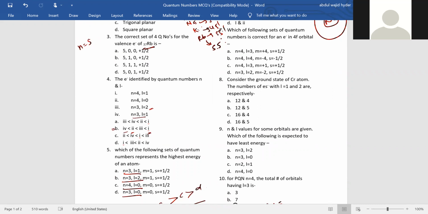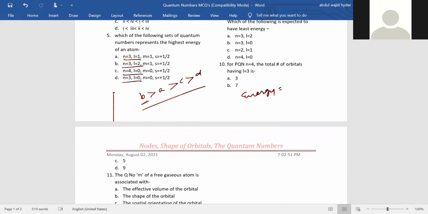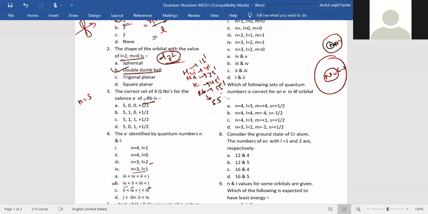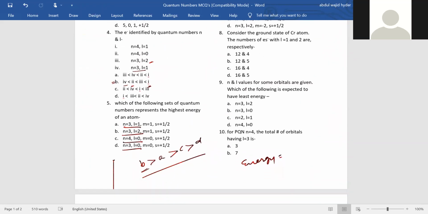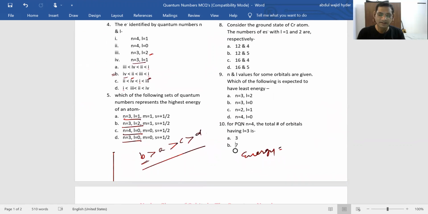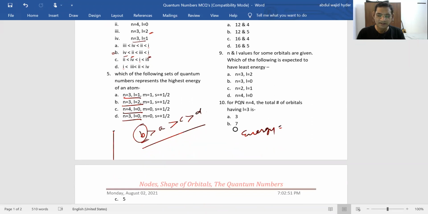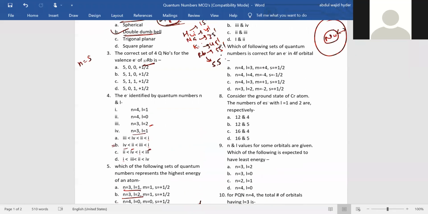Which question was it? Fifth one. B, A, C, D. Highest energy, B is having highest energy. The answer is B. That's right. Yes, sir. Okay, fine.